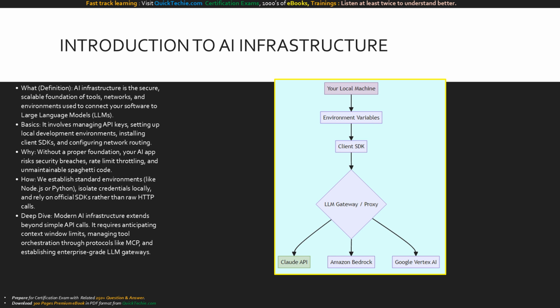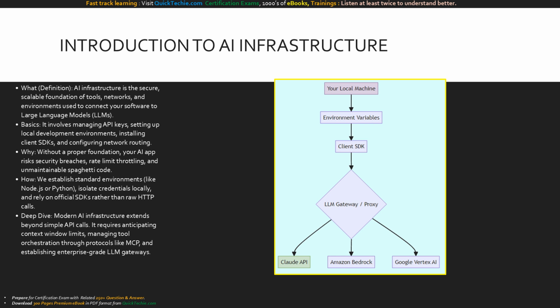How do we do it right? We start by strictly isolating our credentials and standardizing our development environments. In our deep dive, you'll see that true enterprise AI infrastructure requires thinking about LLM gateways, token monitoring, and advanced tool orchestration using the Model Context Protocol.